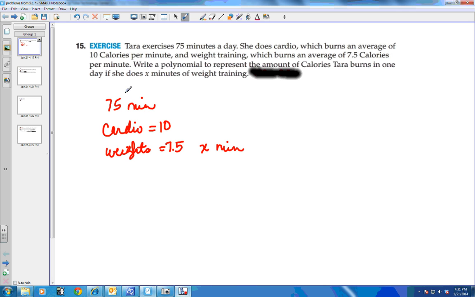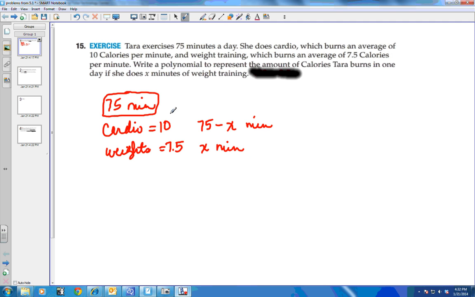Now here's the deal. We know that she has a total of 75. So let's say if she did 5 minutes of weights, that means she would do 70 minutes of cardio. So to get our cardio, it's going to be 75 minus whatever time she does for weights. So now we know that it's going to be 10 calories for this amount of time and 7.5 calories for this amount of time. All right, because this is minutes.